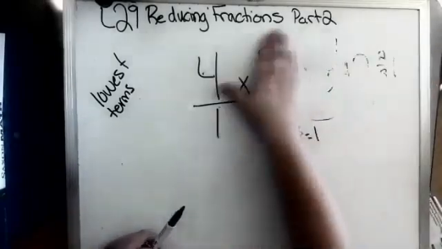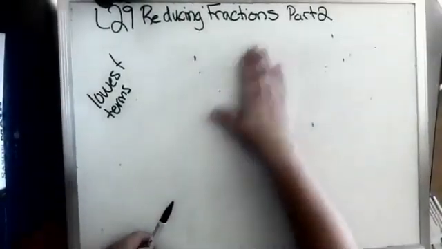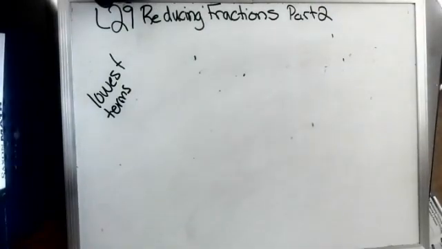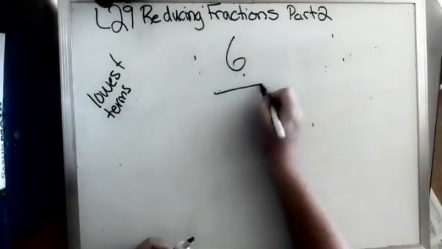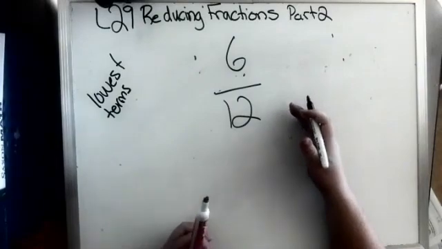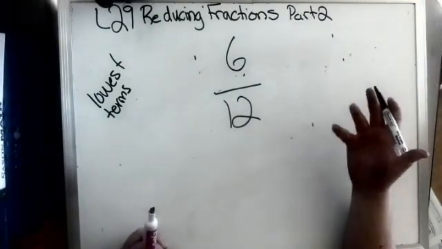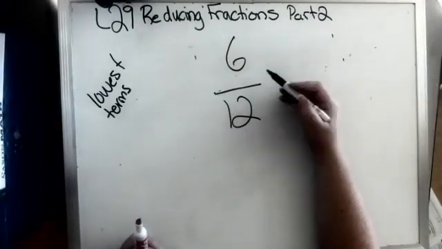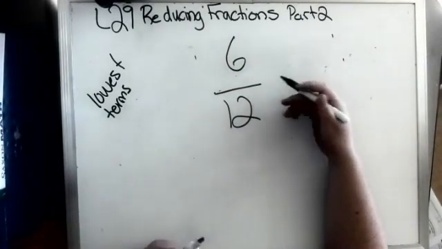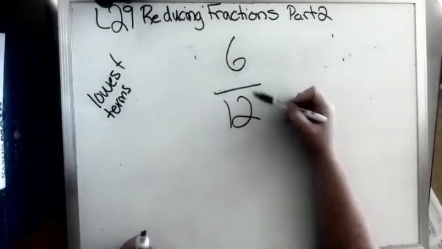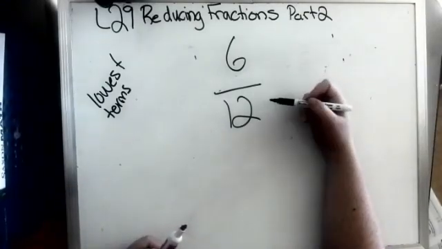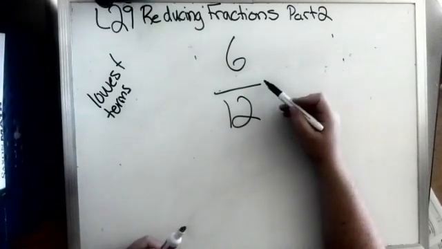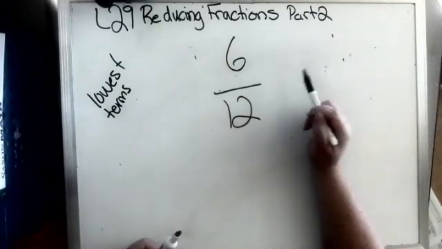Let's look at another one. Let's take a look at 6/12. If you're doing something and you get the answer 6/12 and you need to reduce it to lowest terms, first of all, is the numerator bigger than the denominator? Can I make any wholes? In this case, I cannot. So the second thing I look at is greatest common factors. Do they share any common factors?